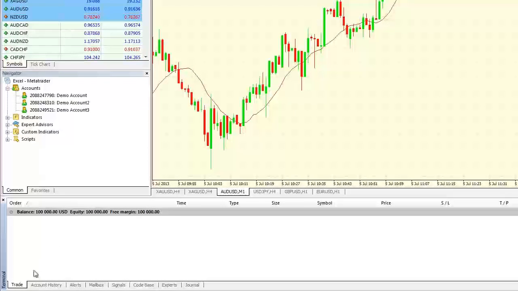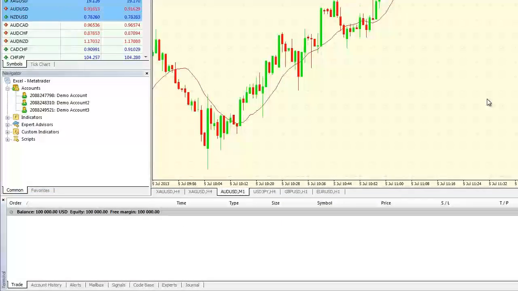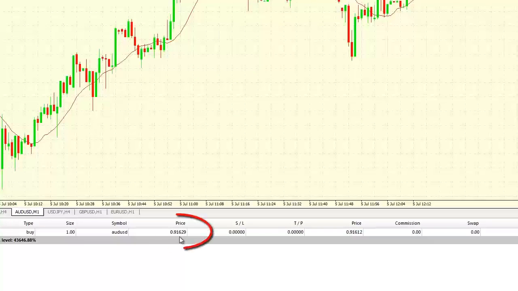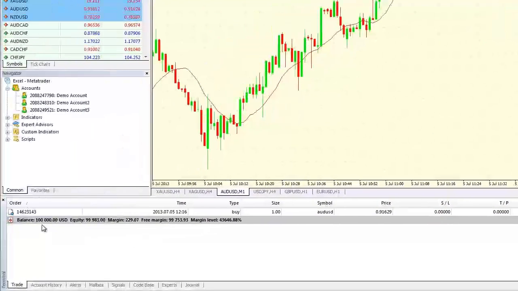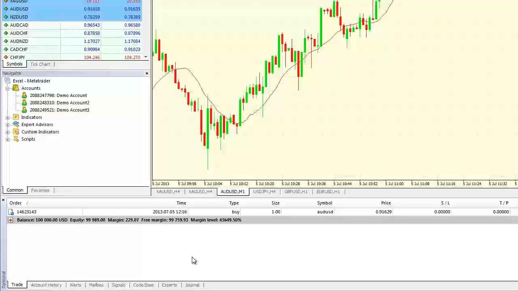Now as you can see, I currently do not have any open trades on this account, and so the account balance is equal to the equity is equal to the margin, which is 100,000 US dollars. Now consider that I open a trade position of one standard lot at the market price for the Aussie dollar. The order has been opened at the price of 0.91629. As you would notice, the balance still remains 100,000, which was the initial deposit. However, the equity and margin have changed. Now this account has a leverage of 1:400.